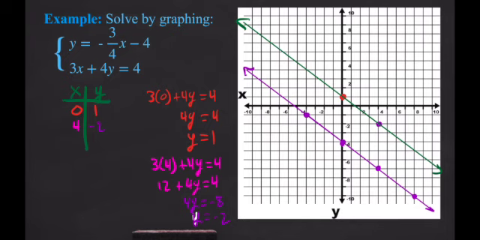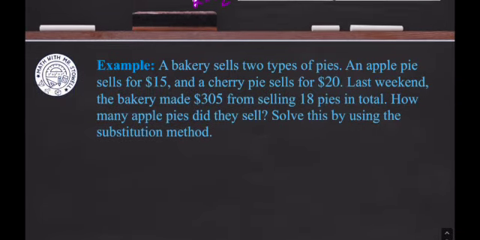So if you wanted to do the same method like we did in the last problem where we solve out for the y, you will notice that they will both have the slope of negative 3 over 4. So this one is inconsistent. And that is how you graph.